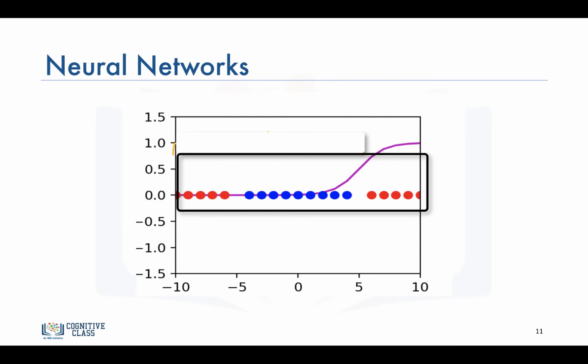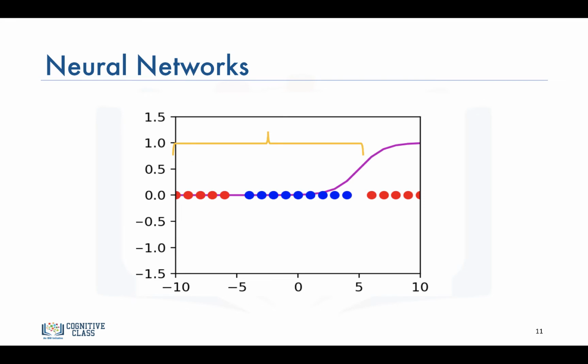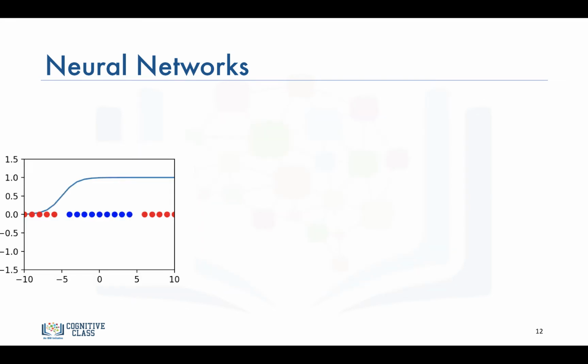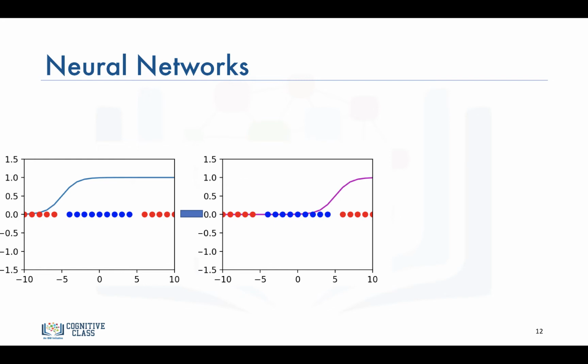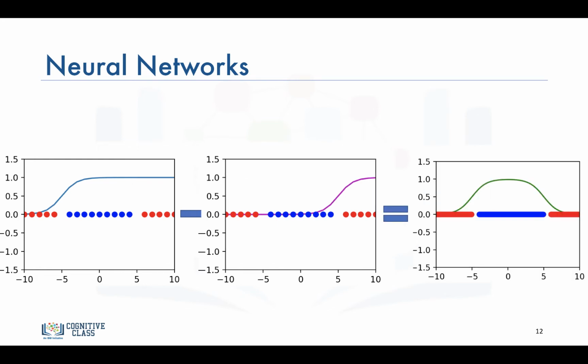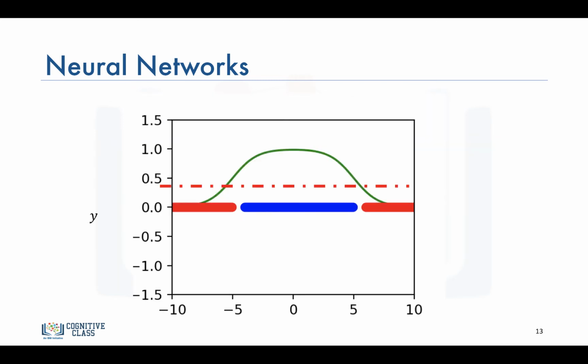But let's see what happens when we use both those functions to classify the data. Something interesting happens when we use the output of the sigmoid functions for both lines to classify the data. So we have the output of the first sigmoid function, and we subtract the second sigmoid function, and we get a function that kind of approximates the function we want to copy. And if we apply a threshold to it, we actually get the identical function. And this is what neural networks do.